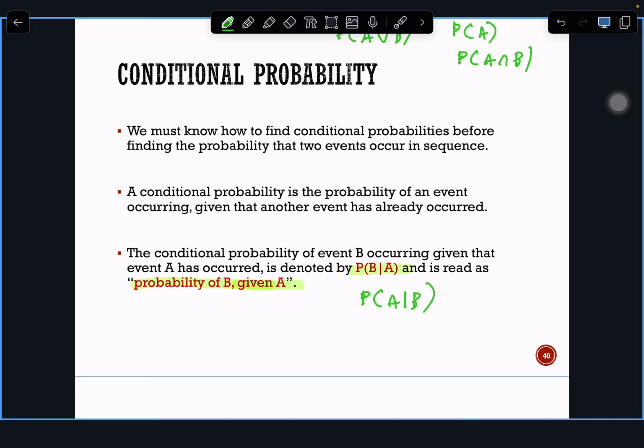And what does it mean? A conditional probability is the probability of an event occurring given that another event has already occurred. This one is very important. I will explain this one using the tree diagram. If I explain it now, you may wonder what I am talking about, so take this first, and when we have an example, we can relate to this one.